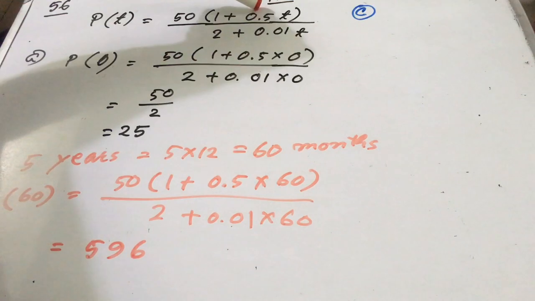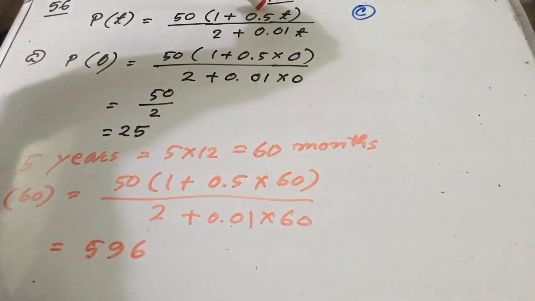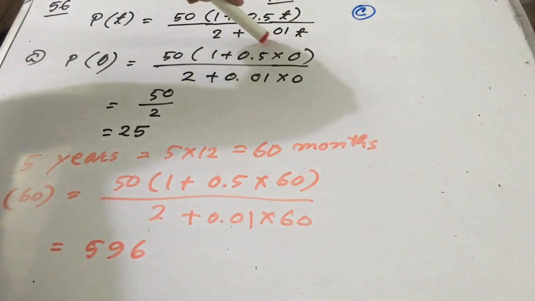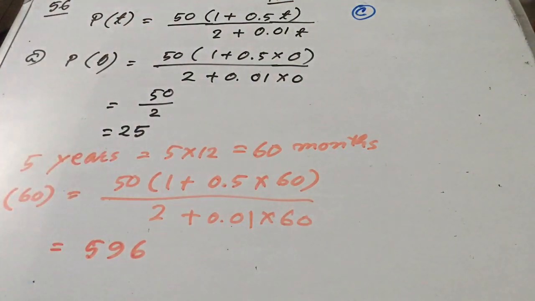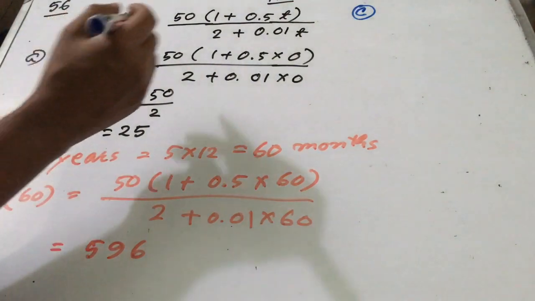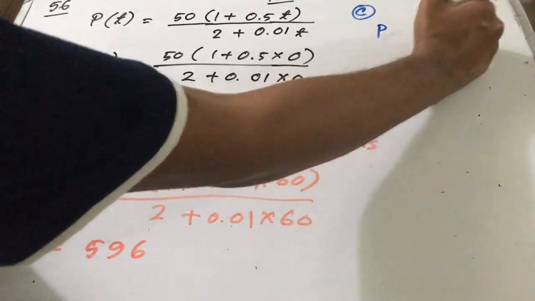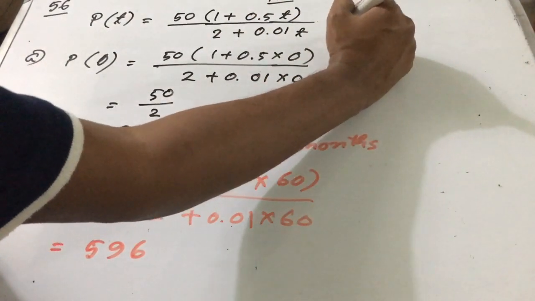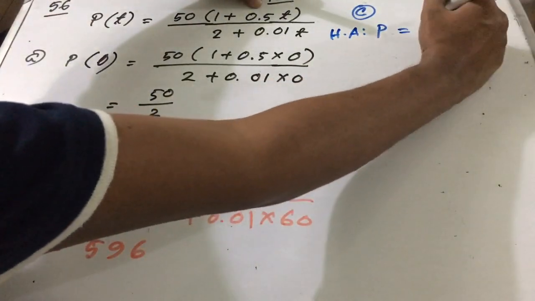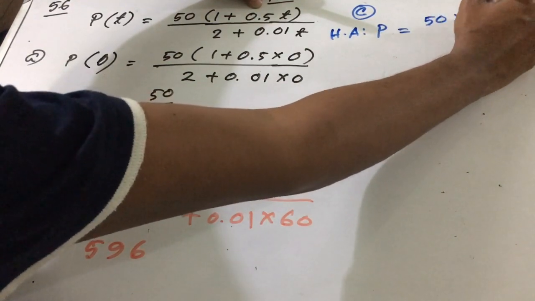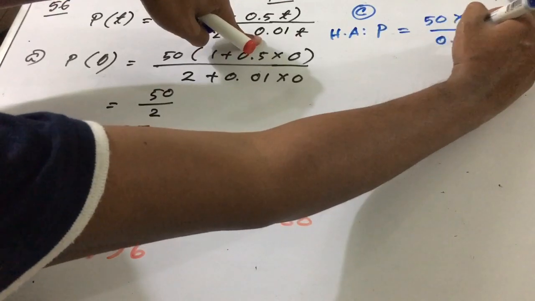So the coefficient here is 0.5, but it is multiplied, so that means we have to write 50 into 0.5. Then this is 0.01, this is fine, but here we have to multiply. So if we multiply it, our horizontal asymptote in this case will be p equals 50 into 0.5 divided by 0.01.